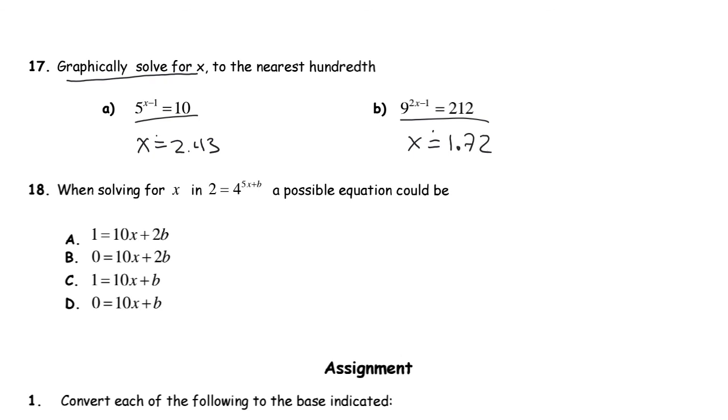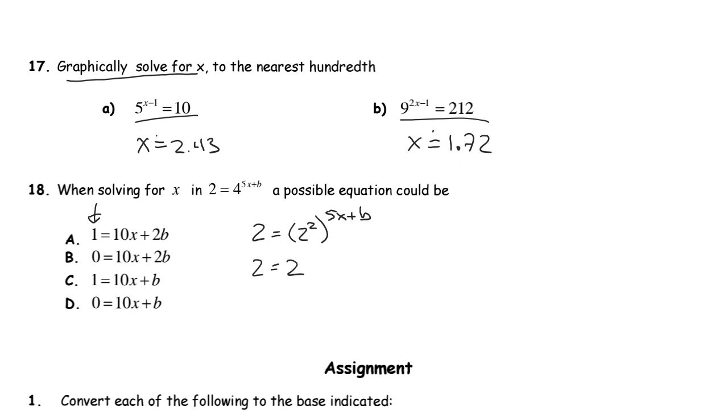Now, finally, this question right here says, when solving for x in this equation, 2 to the 10x is equal to 4 to the 5x plus b, one possible equation could be. Now, bearing in mind what we've done thus far in this lesson, it seems fairly reasonable to think that what they're expecting us to do is rewrite that 4 as 2 squared. Now, at this point, I don't see anything that matches that, particularly because on the left-hand side here, it's all 1, 0, 1, 0, and I've got a 2 here. So I'm just going to kind of plow ahead and see what happens.